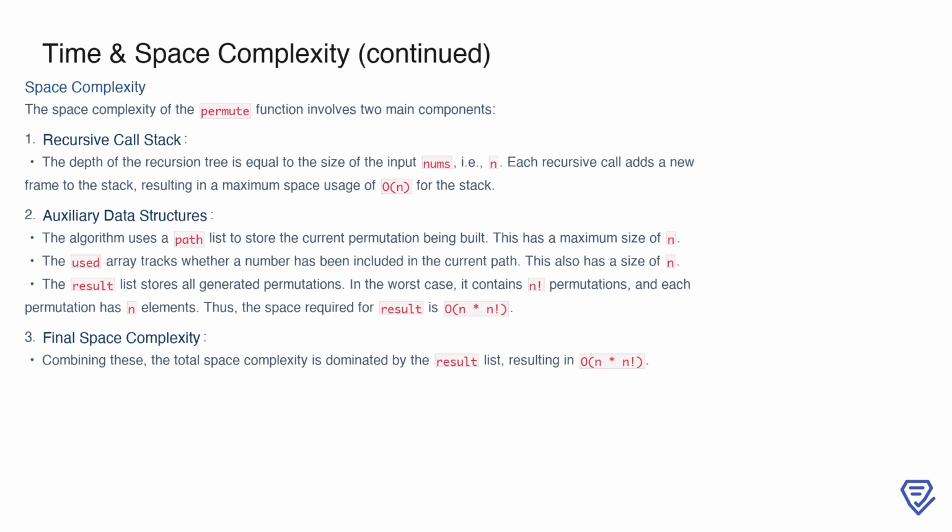However, the most significant contributor is the result list that stores all generated permutations. In the worst case, it holds n! permutations, each with n elements, giving it a space requirement of O(n * n!). Combining these factors, the overall space complexity is dominated by the result list, resulting in O(n * n!).